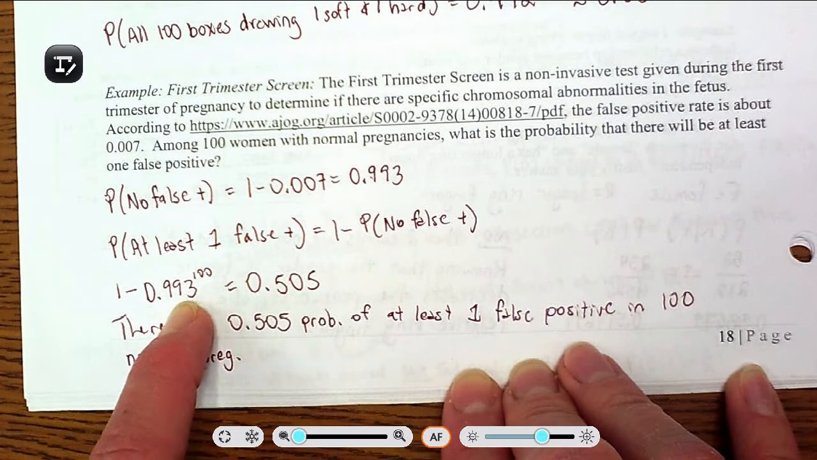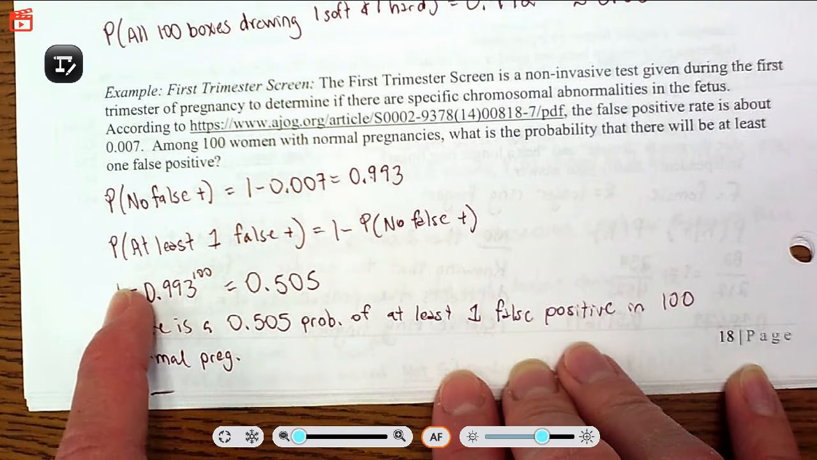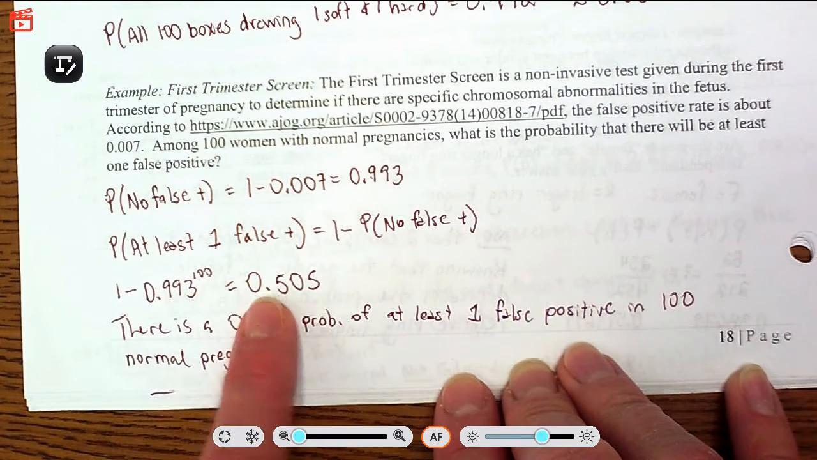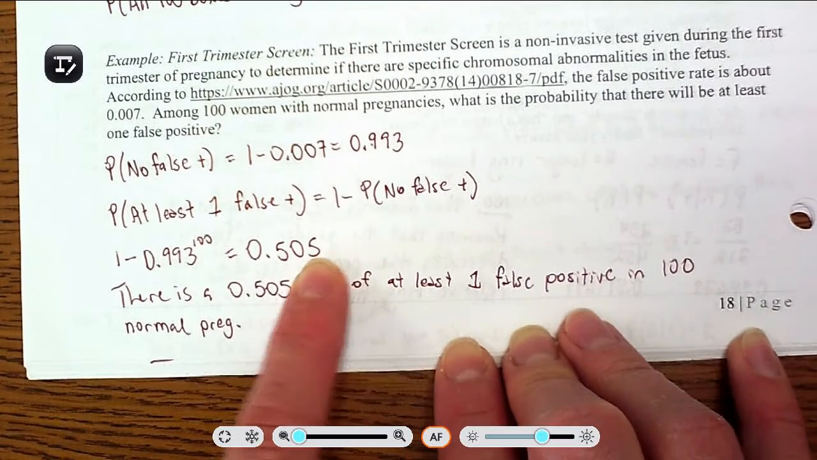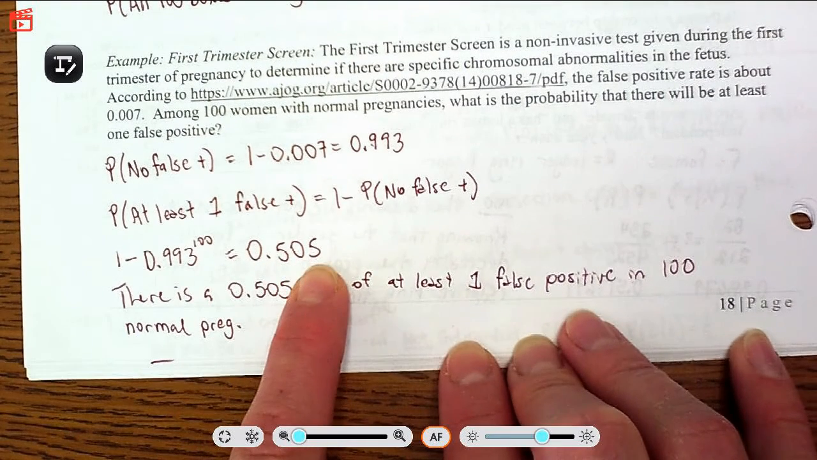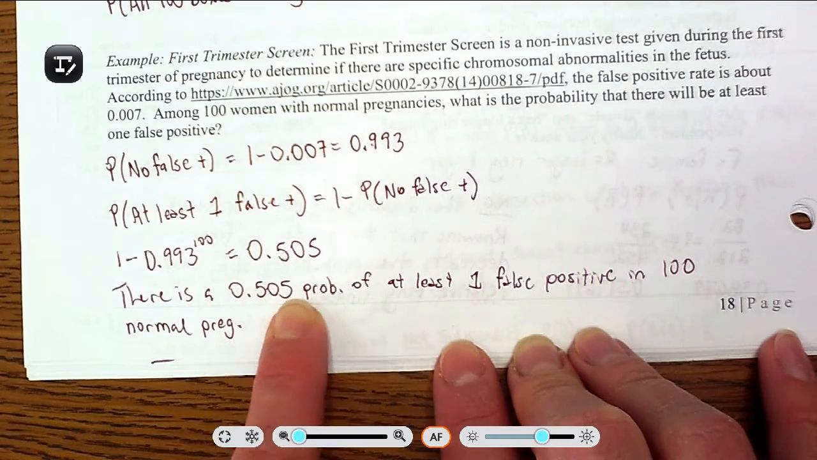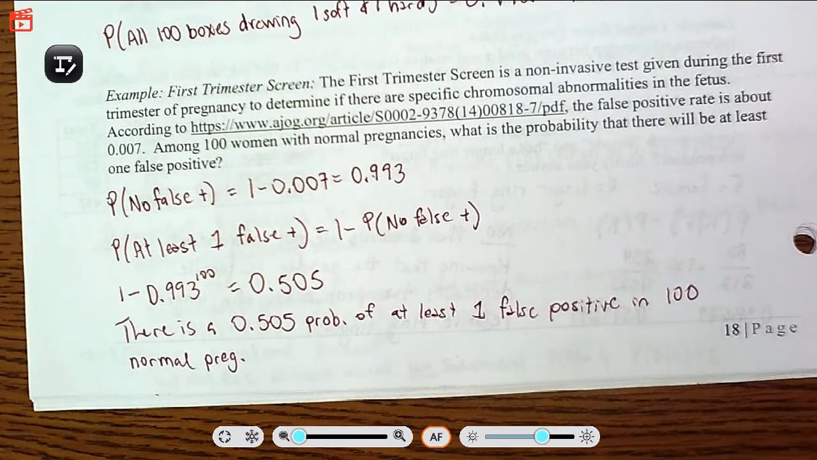But in this case, we're thinking of any scenario but that. So we're taking 1 minus the perfect scenario of 100 tests reading out correctly for 100 healthy babies. So that's 0.505, that at least one test is going to have a false positive. There's a 0.505 probability of at least one false positive in 100 normal pregnancies.